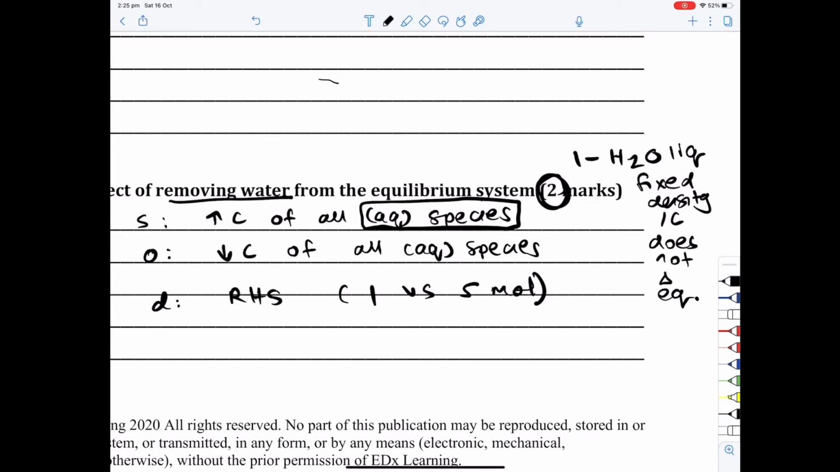Le Chatelier's principle predicts that the forward reaction will be favored to produce less, now write in brackets, 1 mole of aqueous species on the left-hand side versus 5 moles on the, sorry, I think it's the opposite way. So it's 1 mole on the right-hand side versus 5 moles of aqueous species on the left-hand side, right? And this would be to partially counteract the increase in concentration and return to equilibrium.